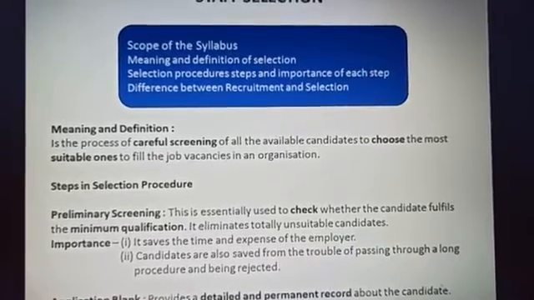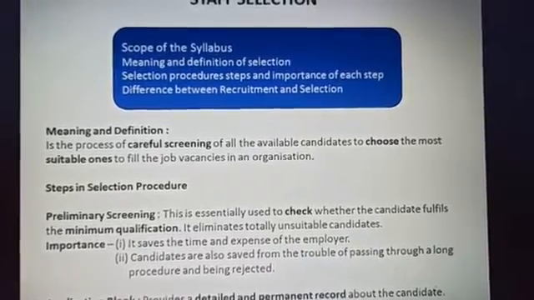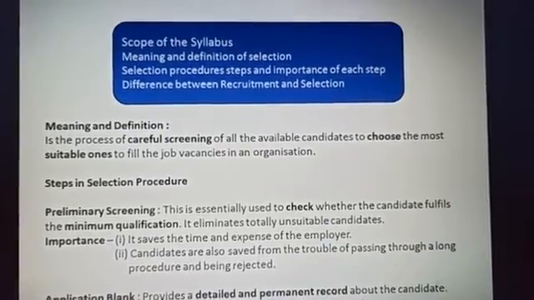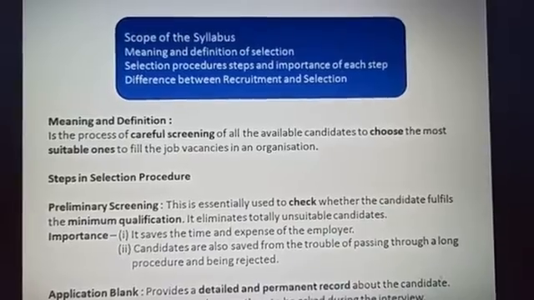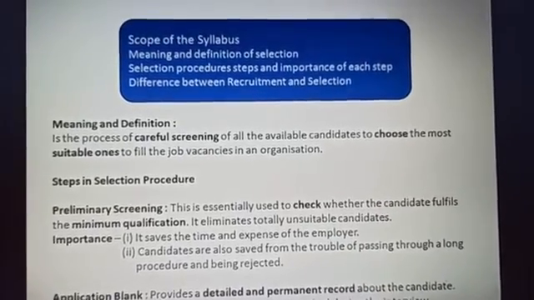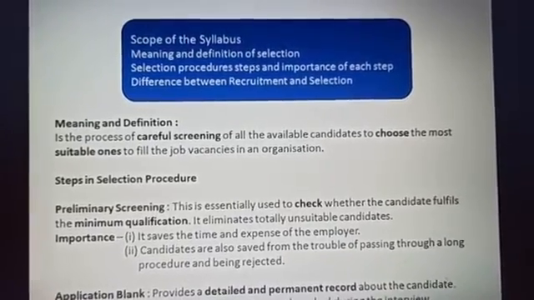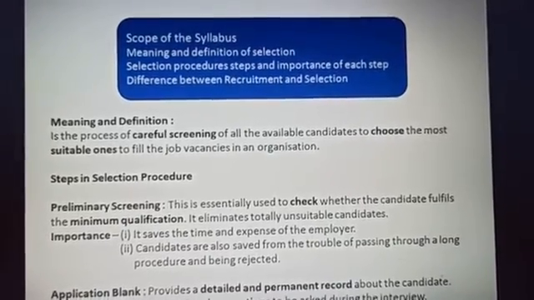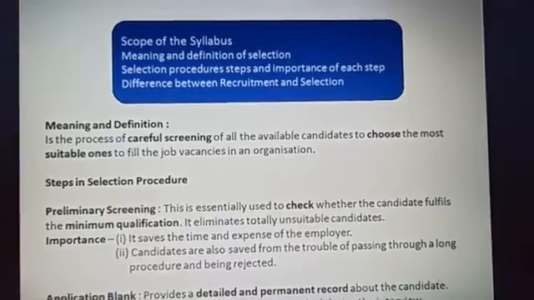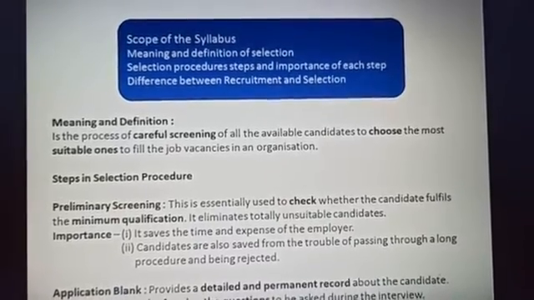As per the scope of the syllabus, we need to focus on the meaning and definition of selection, selection procedure steps, importance of each step, and the difference between recruitment and selection. Today, we will take up the meaning and definition of selection and the selection procedure steps.